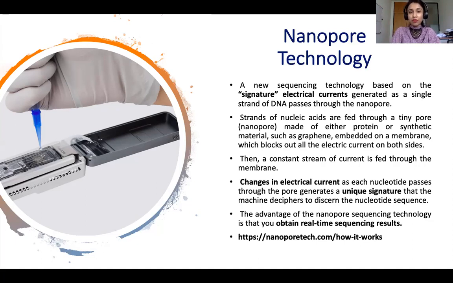And then we have software which analyzes this and deduces whether an A, T, C or G just passed, right? And the advantage of the nanopore sequencing technology is that you obtain real-time sequencing results. So as your sequencing is happening, you can actually watch on your laptop the data being generated, right? I've also given a link here, you can go and watch after the class to see how it works.